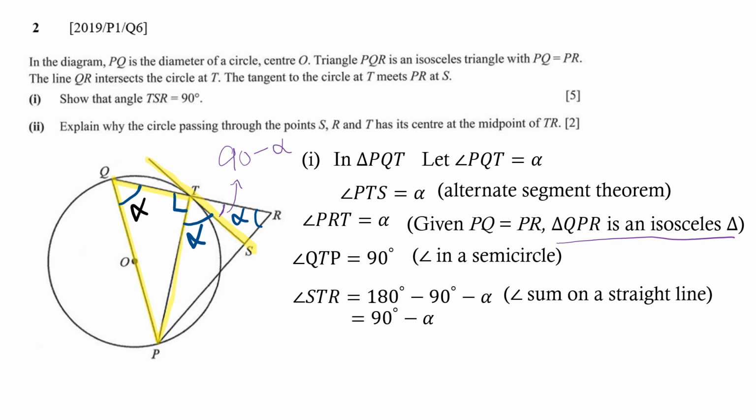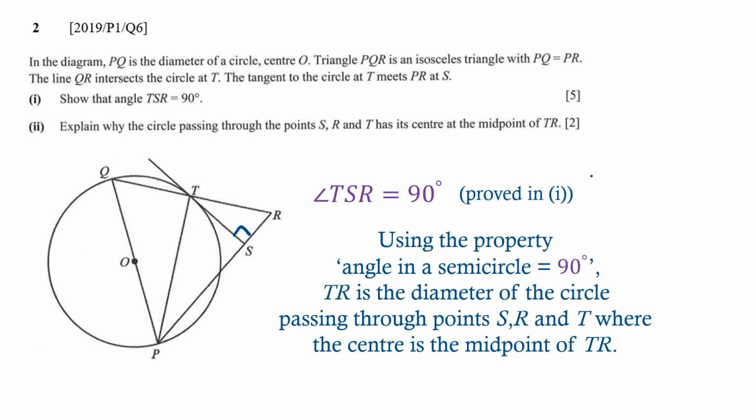All right. And from there we can actually find TSR, right? Which is 180 minus bracket 90 minus alpha, close bracket, minus alpha, which gives you 90 degrees. And this is exactly what we are supposed to show in part I. Okay, so let's look at part 2.